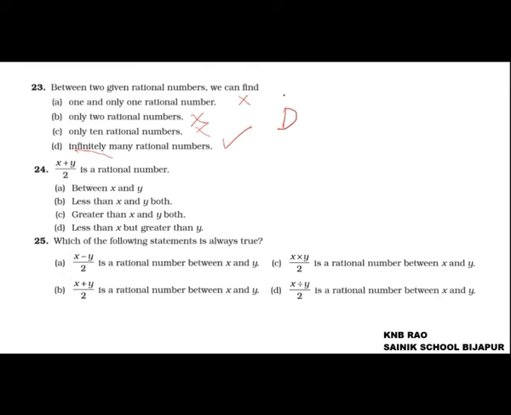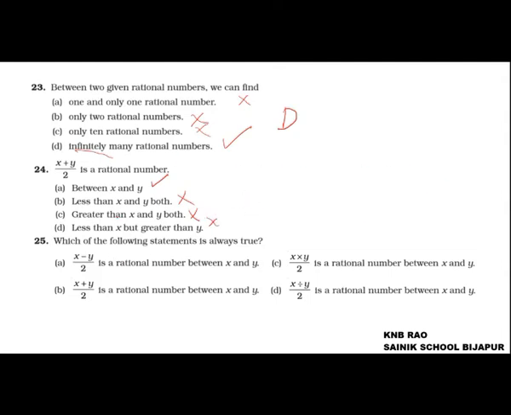Next, in question number 24, x plus y by 2 is a rational number lying between x and y. It is straight away the right answer. Less than x is wrong, greater than x is right but not greater than y. This is again wrong. So less than x but greater than y, this is false.